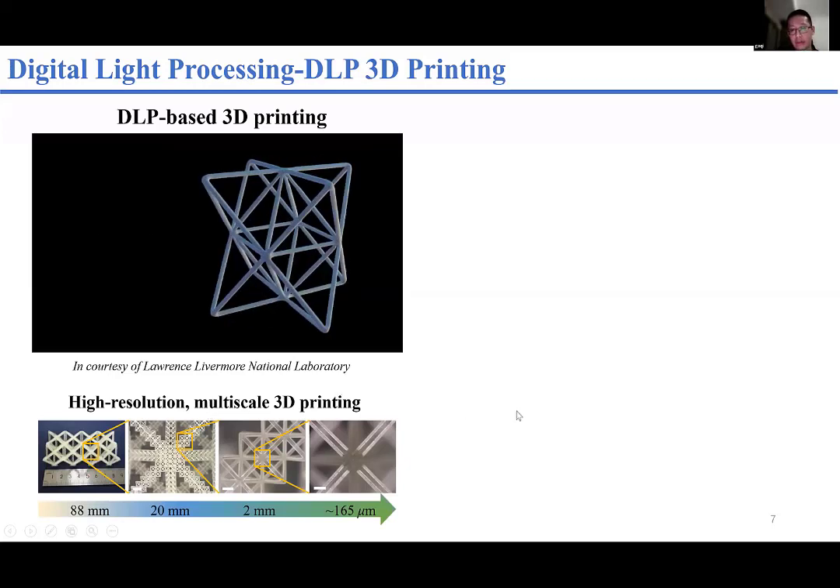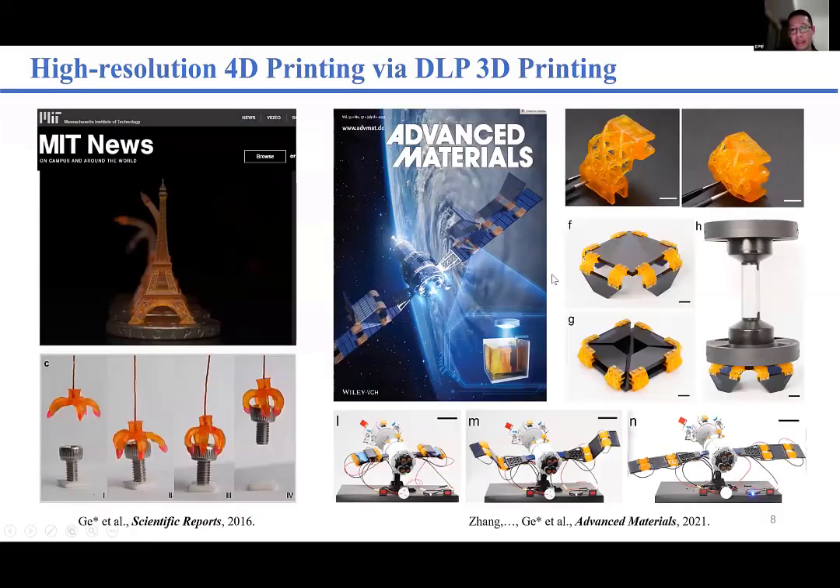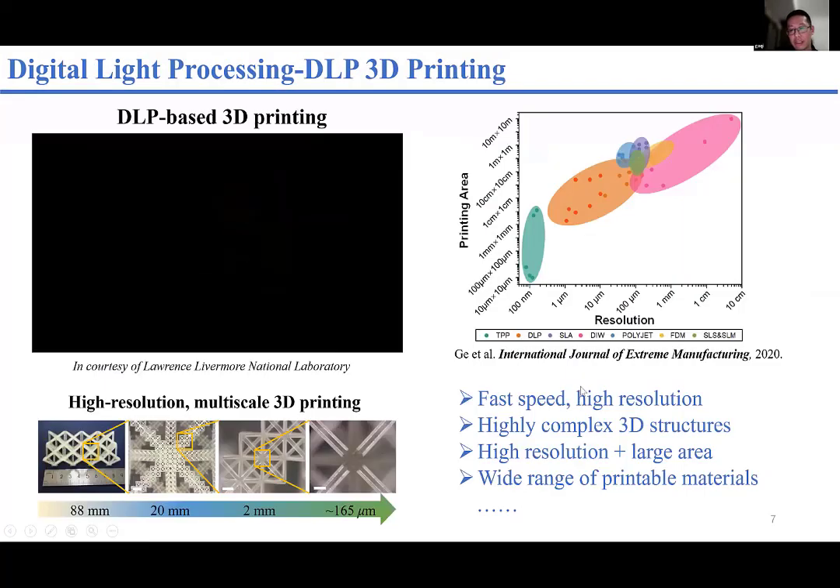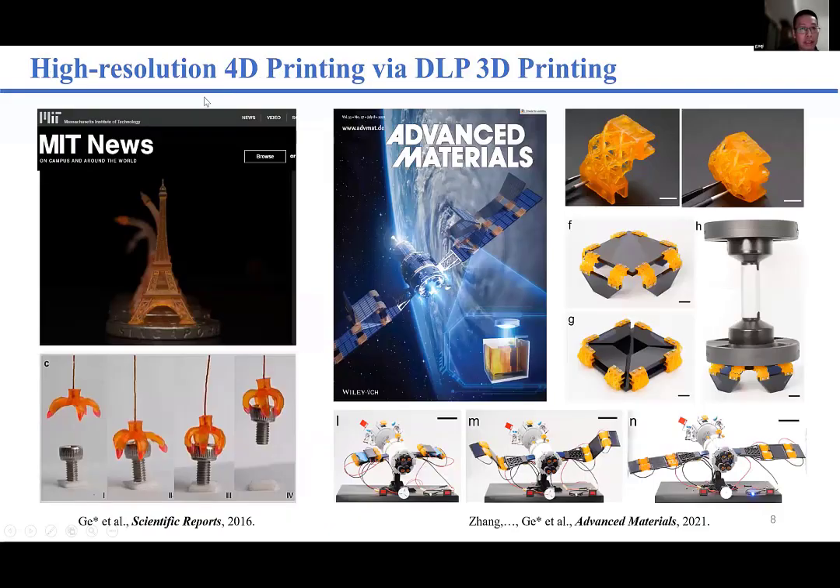Compared to other 3D printing technologies, DLP can realize fast 3D printing with high resolution, or we can also print highly complex 3D structures with high resolution and large area, and it is also available with a wide range of printable materials. And as I presented a few slides earlier, we can use DLP to print some very high resolution structures and some lattice structures which can be used for aerospace applications.